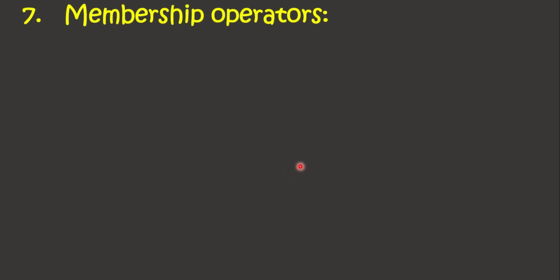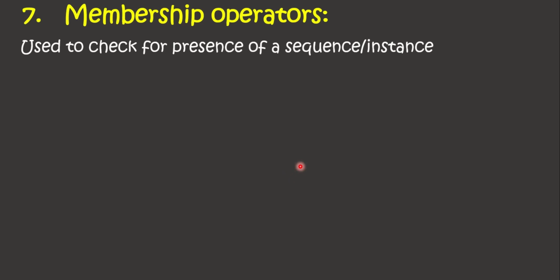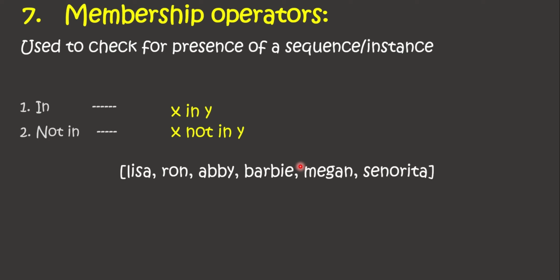Yeah, so membership operators. Membership operators are used to check the presence of a sequence or an instance. There are just two of them, in and not in. This is the syntax for in and this is the syntax for not in. Let us have an example on this. This is a list in Python, and for simplicity I have not written the inverted commas over here. These are strings, and I have not written inverted commas for simplicity.